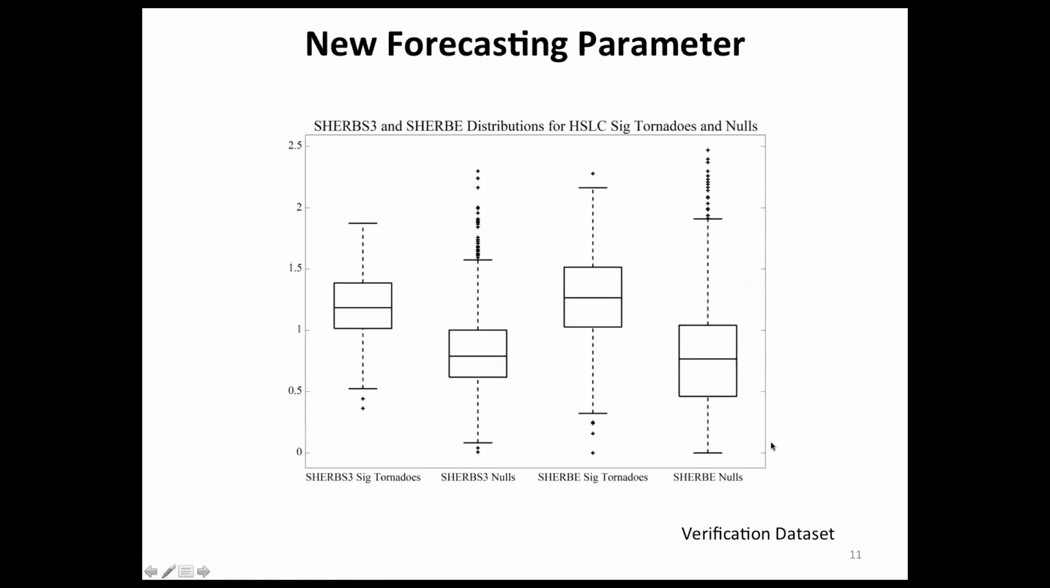And in terms of looking at box and whisker plots, they do reveal clear separation in the distributions of the Shear S3 and the Shear B between significant tornadoes and nulls in the nationwide verification data set. And just in general, approximately 75% of significant tornadoes had a Shear S3 above 1, while 75% of the nulls had a Shear S3 below 1. And the same could be said here for the Shear B distributions.